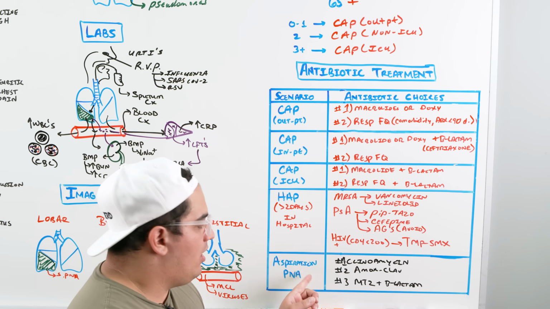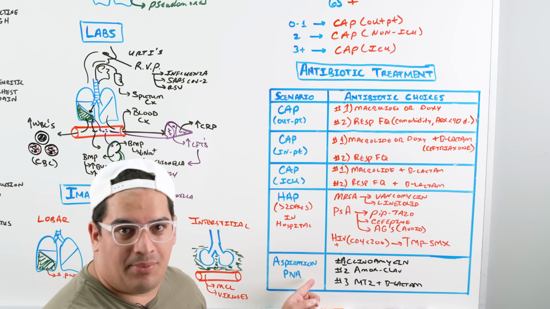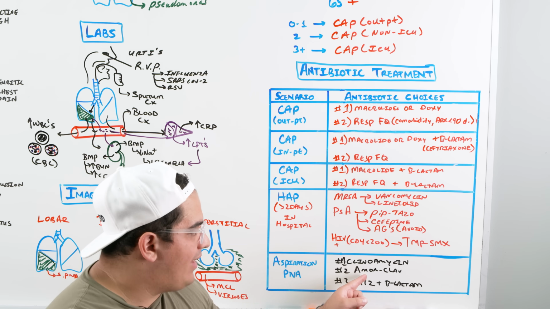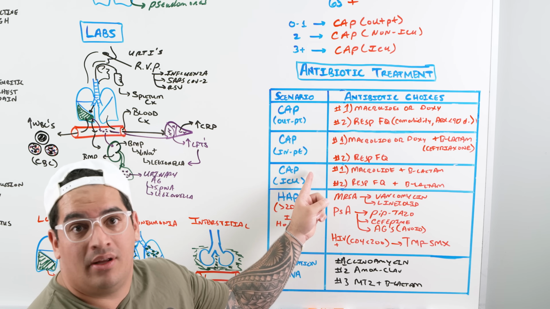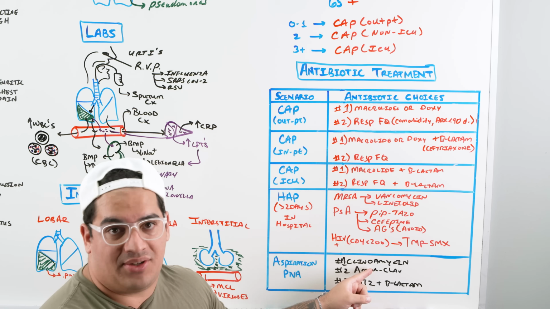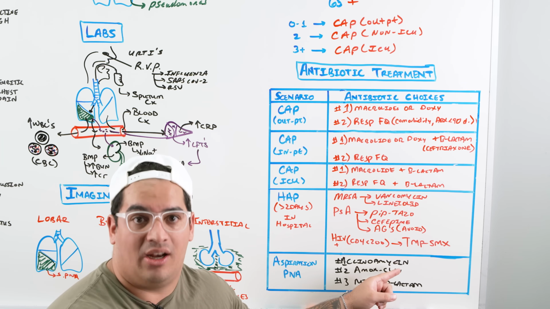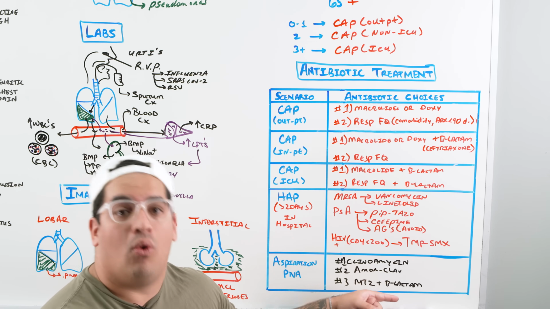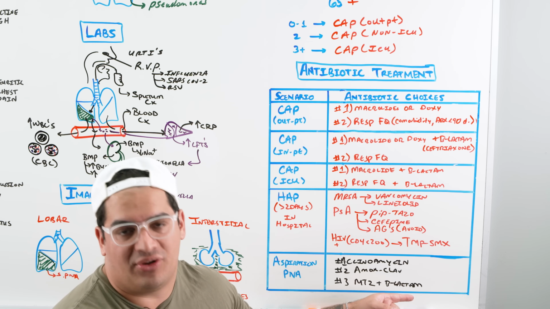But oftentimes, because the lung is so aerated, we don't treat aspiration pneumonia with these types of pathogens. We just treat it as though it's a HAP or a CAP. Same treatment unless they have a lung abscess or an empyema. Then we treat with the clindamycin or the Augmentin or the beta-lactam and then the metronidazole.